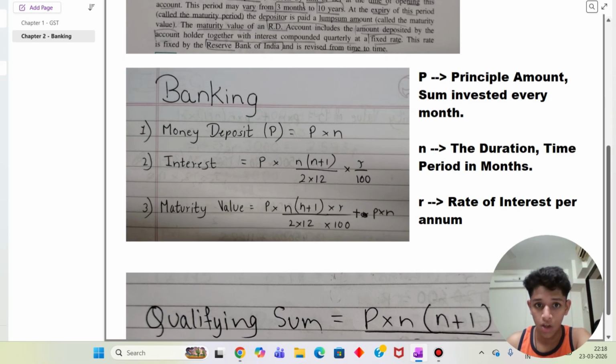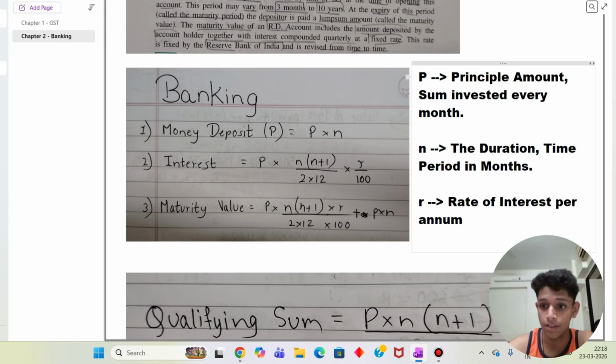So moving down, we have these formulas. This is about the chapter of banking specifically. There are 3 to 4 main formulas which we need to learn and understand properly. P is the principal amount, the sum invested in the bank every month. N is the duration, the time period in months. If it's 2 years, we calculate it as 24 months. 1 year is equal to 12 months. And R is the rate of interest per annum.